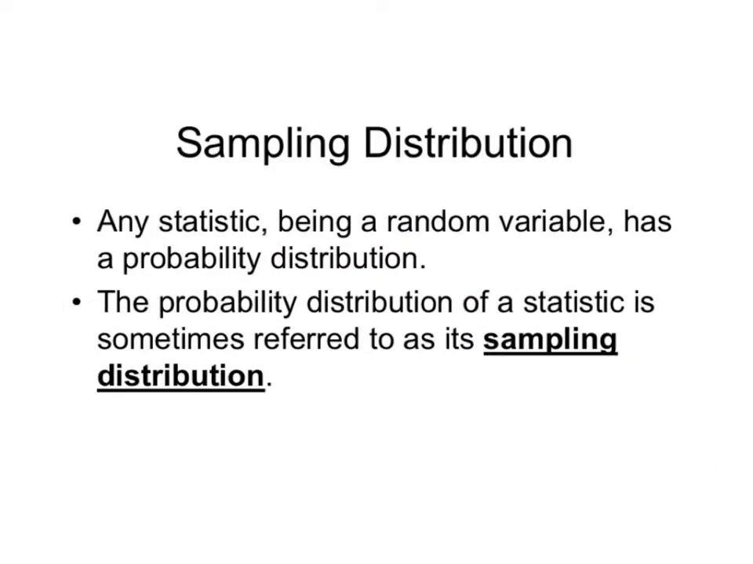Recall that for a sampling distribution, any statistic, being a random variable, has a probability distribution, and that includes x bar. And the probability distribution of the statistic is sometimes referred to as its sampling distribution. Okay, so we're going to take multiple random samples, and we're going to calculate many different sample means, and then we're going to graph them into a probability distribution.